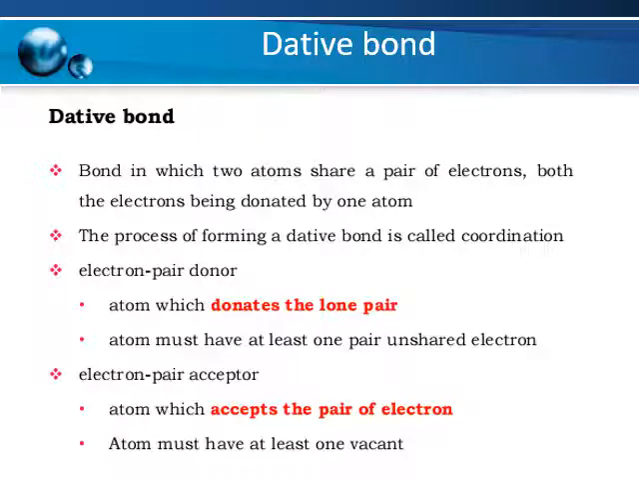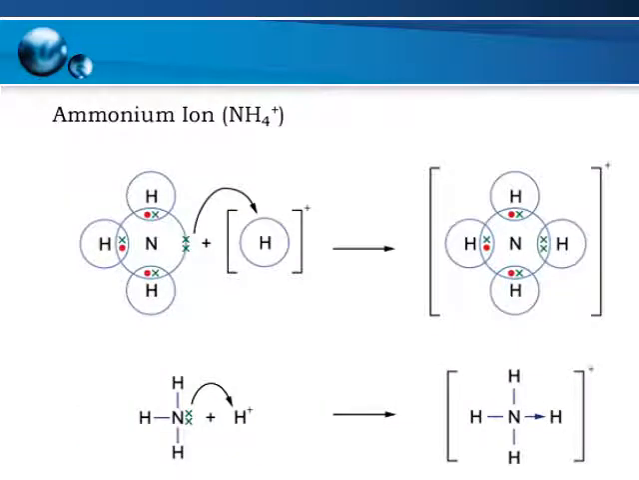Dative bonding means that 2 atoms share a pair of electrons, both electrons being donated by one atom. The process of forming dative is called coordination. The electron pair donor is the one that donates the lone pair, and at least the atom must have one pair of unshared electrons. Then the electron pair acceptor accepts the pair of electrons, and it must have at least one empty orbital. So this is an example of dative or coordination.